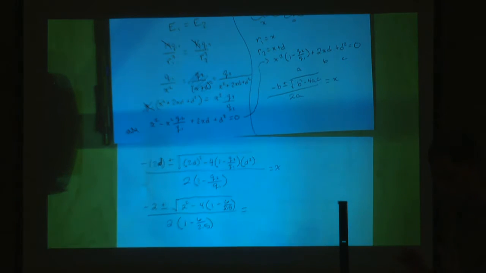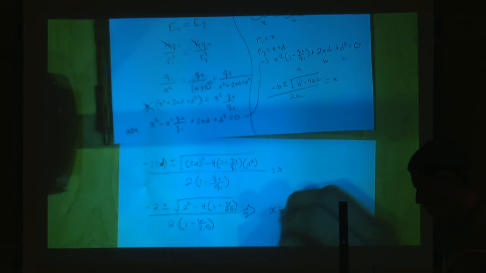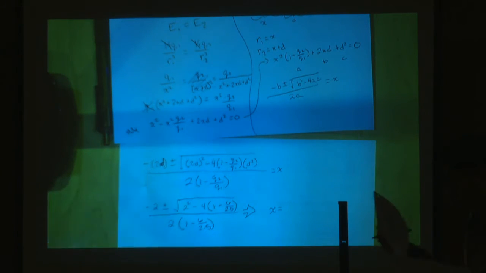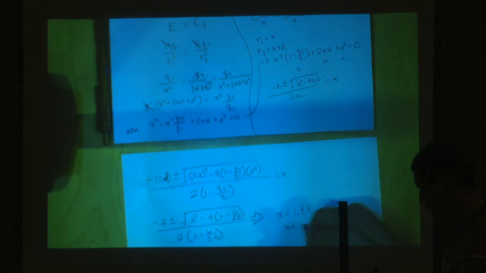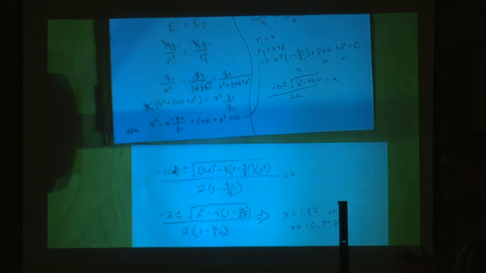If we solve this out, we get two answers, of course, the way quadratic formulas do. We get x equals 1.82 or x equals negative 0.3922. Which one do we use? Which one do we use? The smaller one, the negative 0.3922?